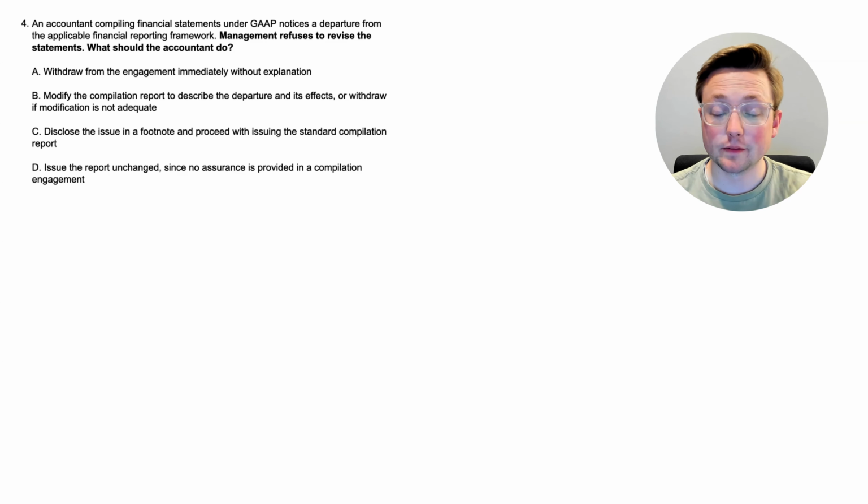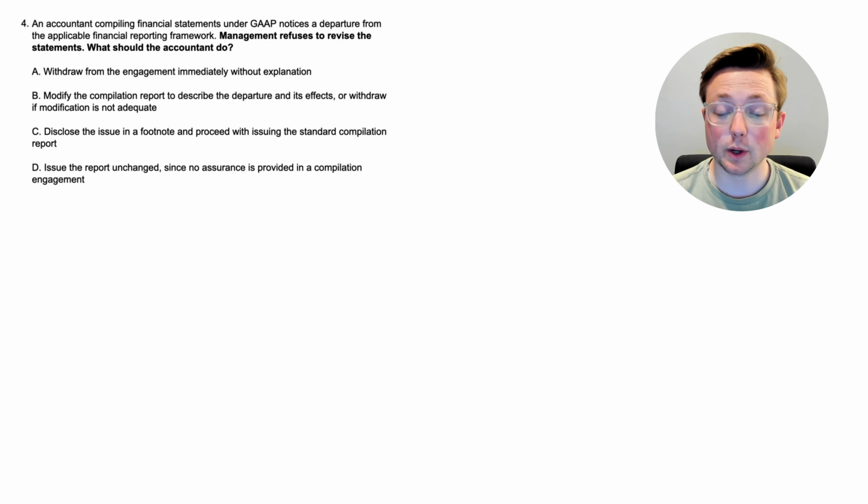An accountant compiling financial statements under GAAP notices a departure from the applicable financial reporting framework. Again, management refuses to revise the statements. What should the accountant do? So let's go through the options. Option A, withdraw from the engagement immediately without explanation. Option B, modify the compilation report to describe the departure and its effects, or withdraw if modification is not adequate.